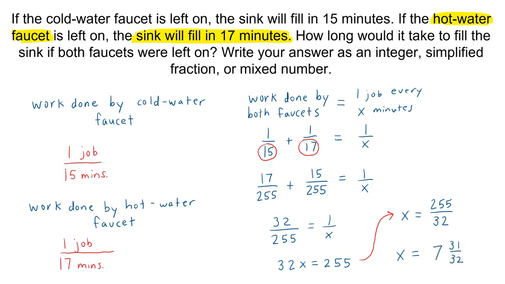That gives us x equals 7 and 31 32nds of a minute. So the time that it would take to fill the sink with both faucets running is almost 8 minutes. Not quite 8 minutes, but very, very close to 8 minutes. 7 minutes and 31 32nds of a minute.